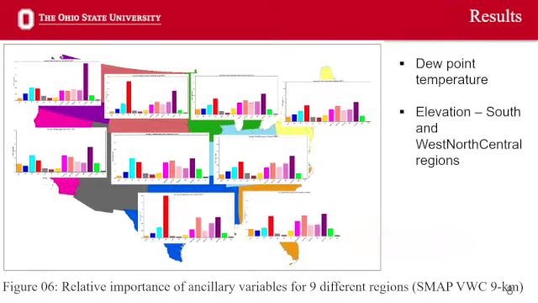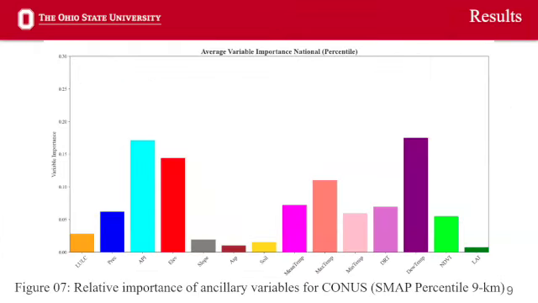And then I have divided the CONUS into 9 different regions. And here the difference is that dew point is the highest influence variable, but for the South and West North Central regions, elevation is the highest. But for the South and West North Central regions, dew point is the second highest variable. And this is SMAP percentile 9 kilometer.